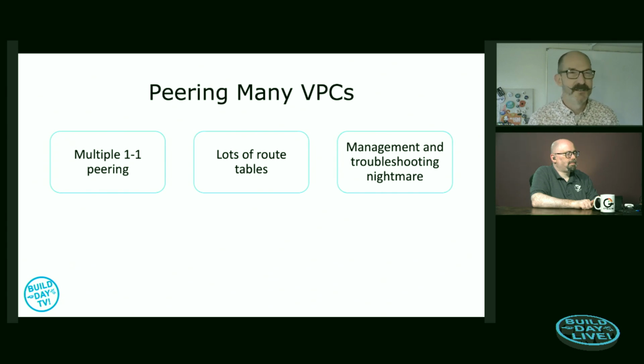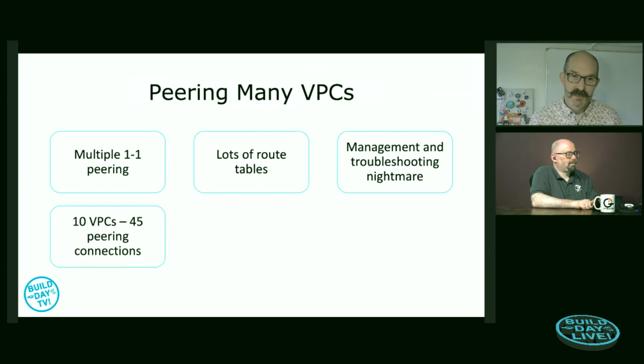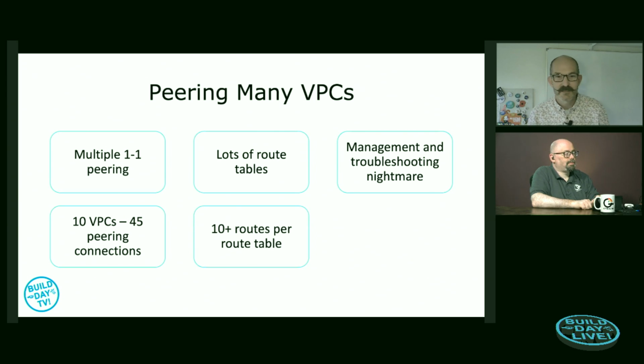It becomes a management and troubleshooting nightmare as this thing scales, because if we start thinking about an environment that's got 10 VPCs, well, each of those 10 VPCs connects to 9 others, and there are 45 peering connections to be maintained across these 10 VPCs. Okay. Because it's a full mesh, every VPC connects to every other VPC. And that means that each subnet has at least 10 route table entries in it. Then multiply that by 10 VPCs, multiply that by the number of subnets per VPC. Yeah, this scales really badly.